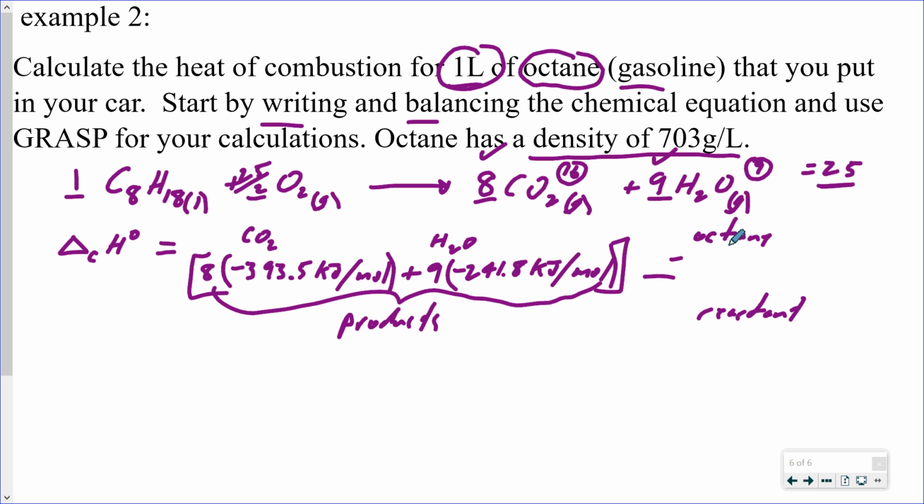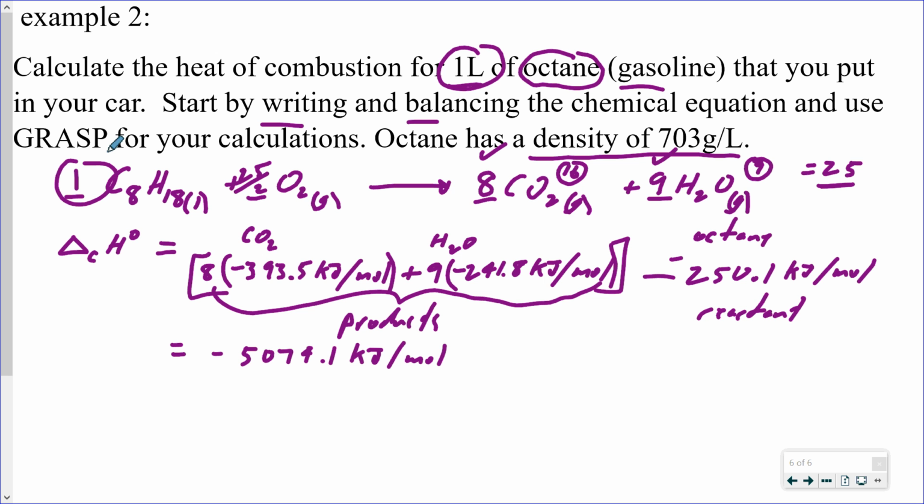Directly from the data booklet, you can find it in there, and it's negative. Again, really important that you do have that negative in here. It is minus negative 250.1 kilojoules per mole. Plug the numbers into your calculator, and this is what you should come up with. Negative 5,074.1 kilojoules per mole. For every one of these, that's how much energy is released.